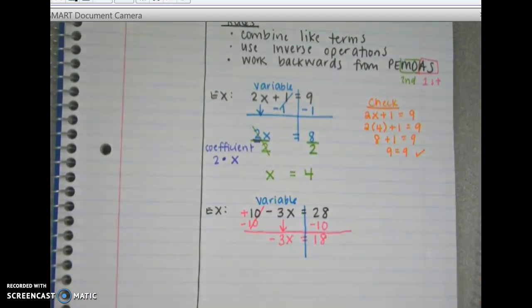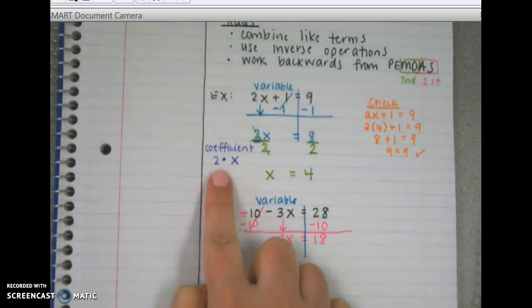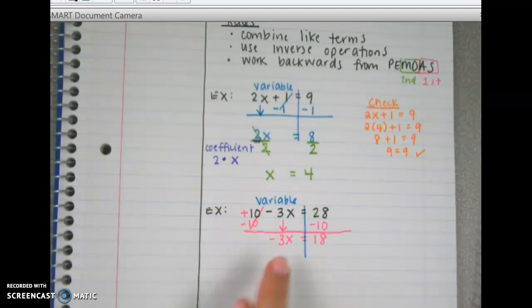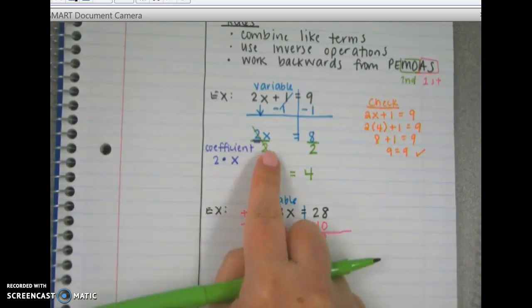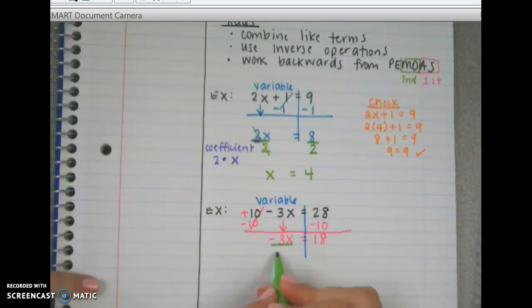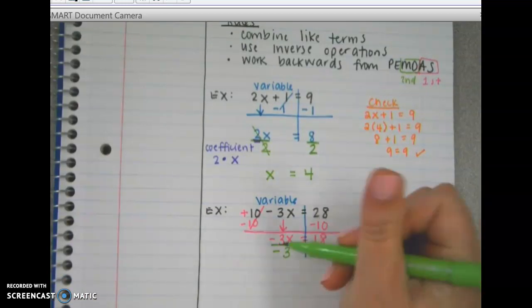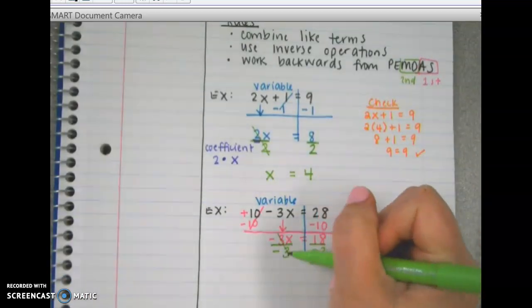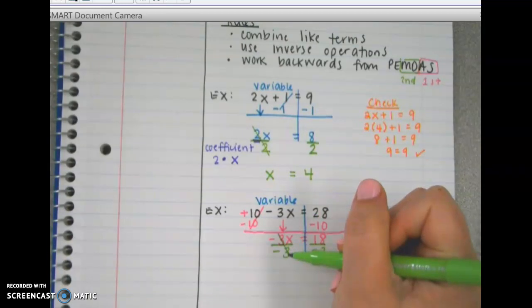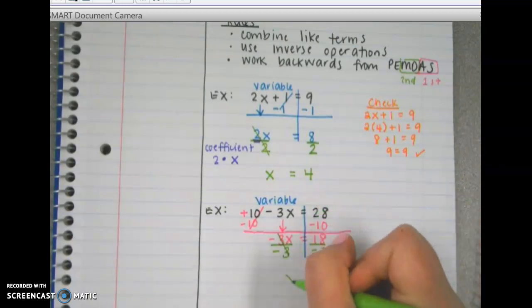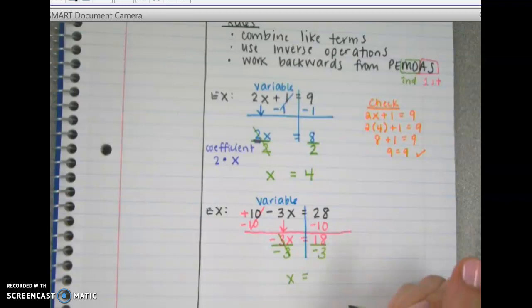All right, so now I am at that stage where I have a coefficient. And this is the same as this, except instead of being a positive, this is a negative. So to get rid of it, I'm going to do the same thing that I did as my step 2 up here. But I'm just going to make sure I divide by negative 3. So negative 3 divided by negative 3 cancels. Anything divided by itself is 1, and we don't have to put a 1 in front of an x. We can just put x.